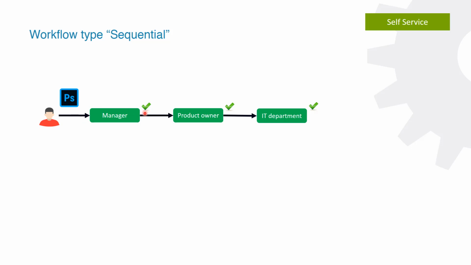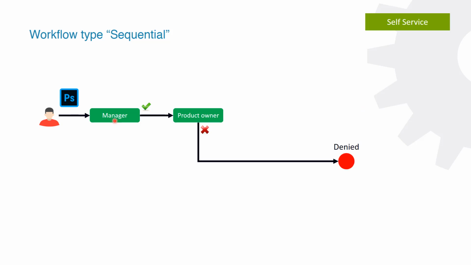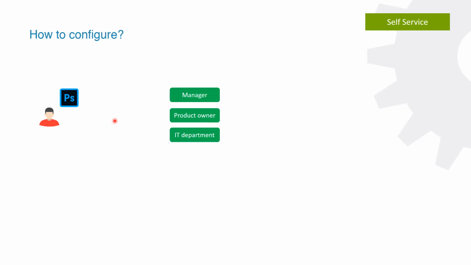But if this is not being approved, then they don't see anything. So they only will see the request if that's being approved, in this case by the manager. Then it's approved, and if one of them denies, again, then the request is denied. Okay, so how can you configure this?